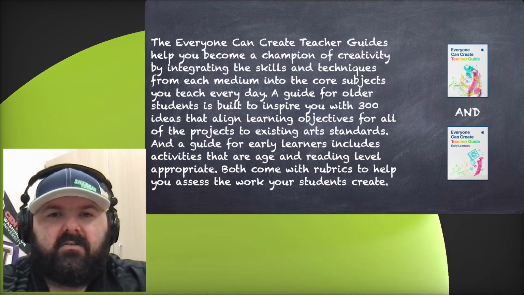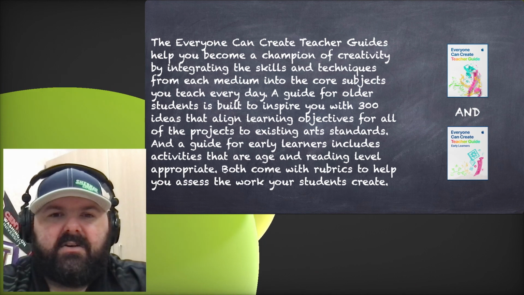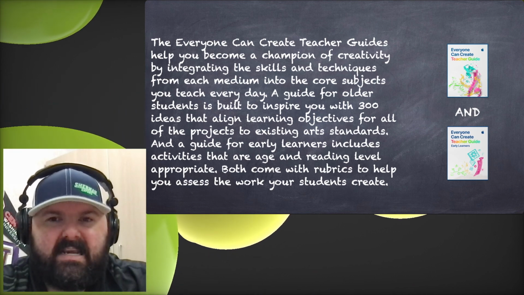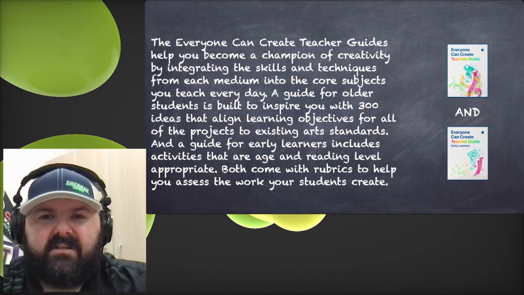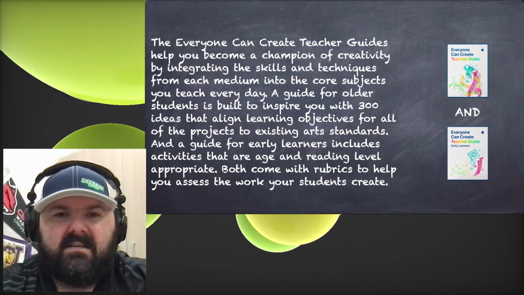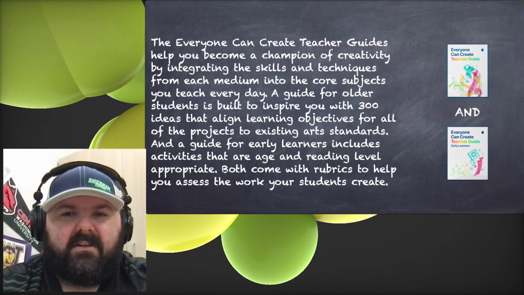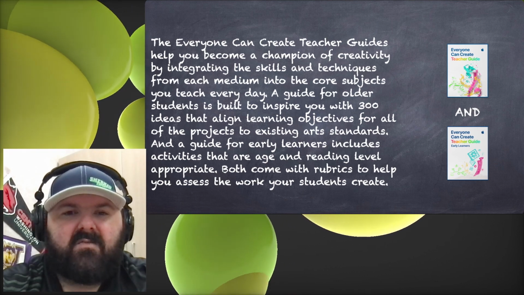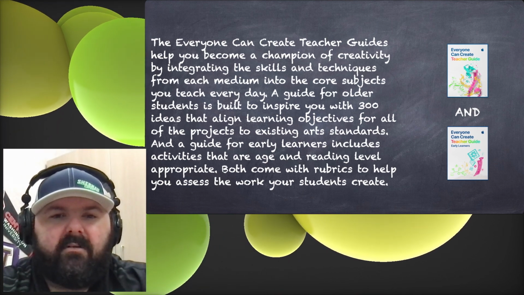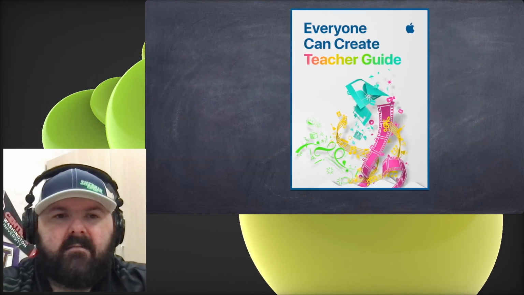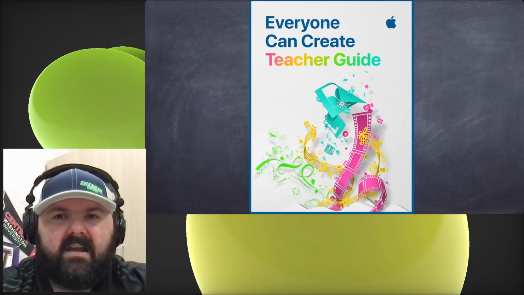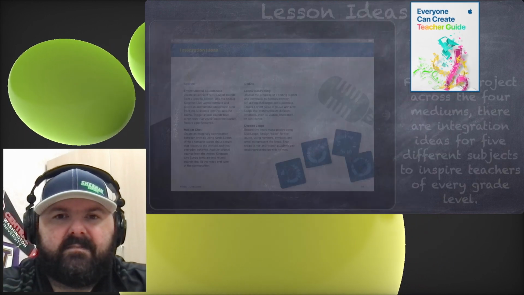A guide for the older students is built to inspire you with 300 ideas. Again, that's 300 ideas that align learning objectives for all the students to existing art standards. And a guide for early learners includes activities that are age and reading level appropriate. Both come with rubrics to help you assess the work your students create. But first, I'm going to talk about the Everyone Can Create teacher guide.